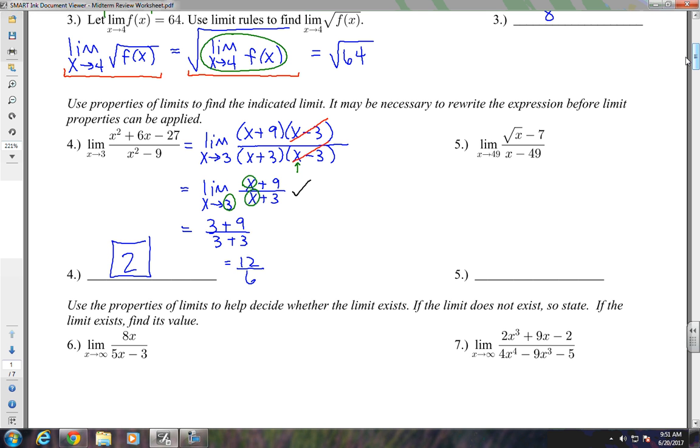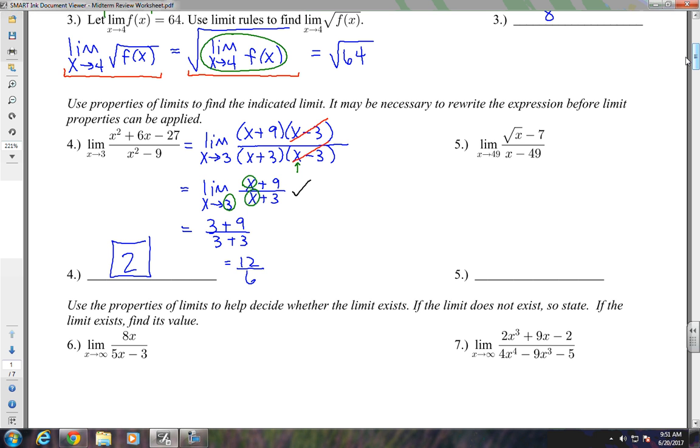Problem number 5 has a similar issue. If I try to plug in my target value, 49, specifically in the denominator, I would obtain 49 minus 49, which is 0 in the denominator. And we know we cannot have a 0 in the denominator. So on this problem, we're not going to factor it like we did problem number 4. We're going to use the technique of rationalization. You can rationalize either the numerator or the denominator depending on where your radical is. In this problem, the radical is in the numerator.